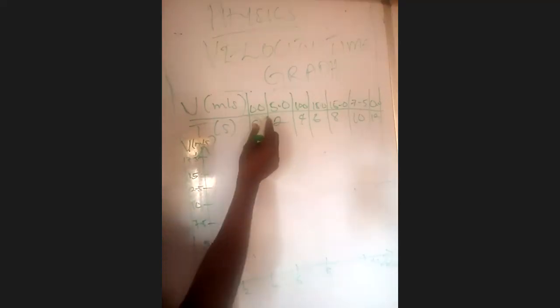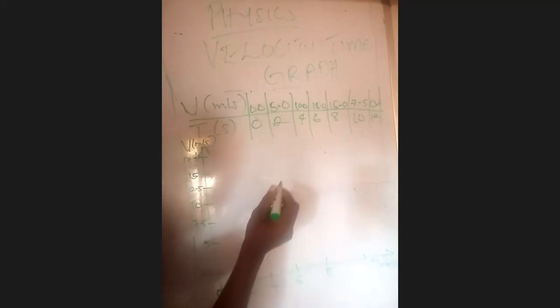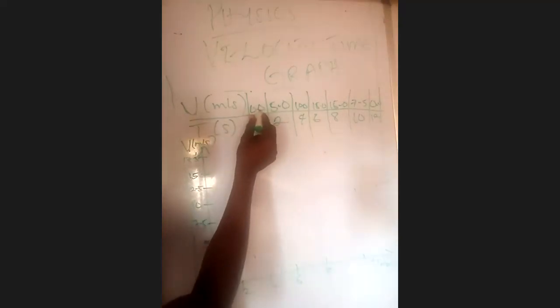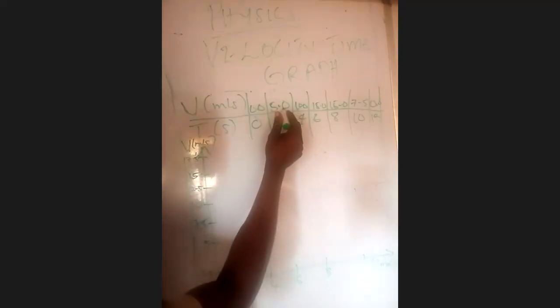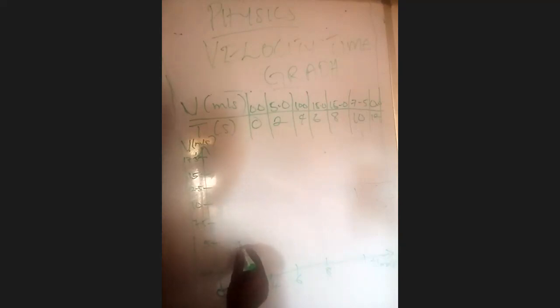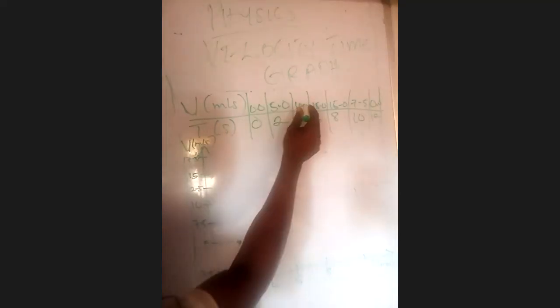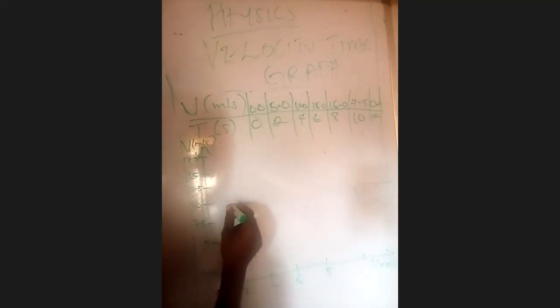When you look into it, when the body is at rest at the beginning, the velocity is 0.0 and the time is still 0.0. When the velocity is 5.0, the time is 2 seconds. When the velocity is 10.0, the time is 4 seconds.